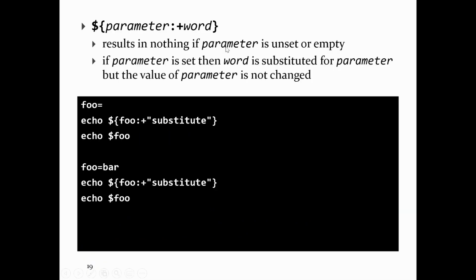Okay, so there are the 4 different substitutions that you can use when you have unset variables.